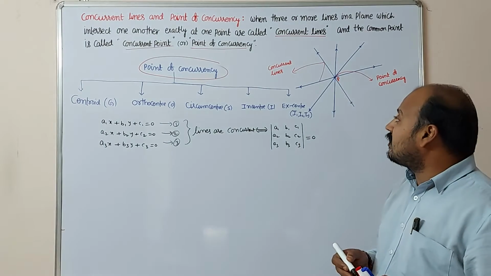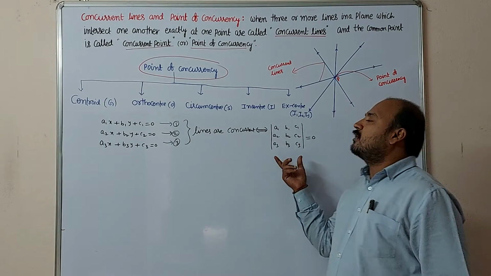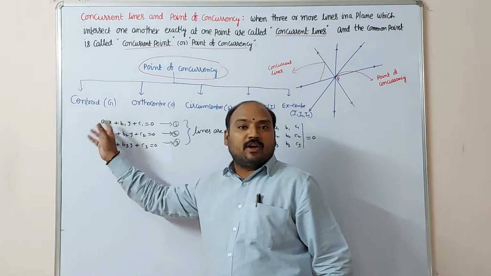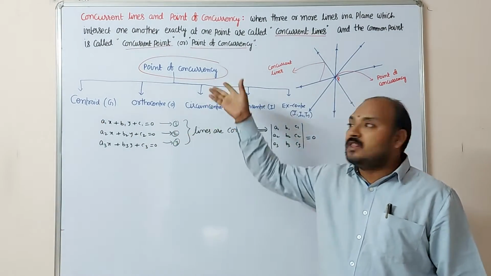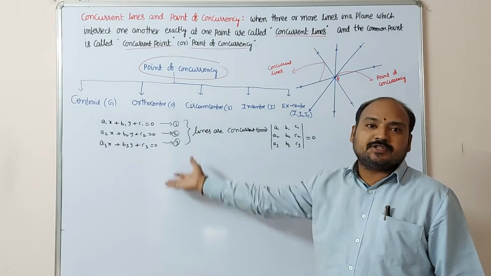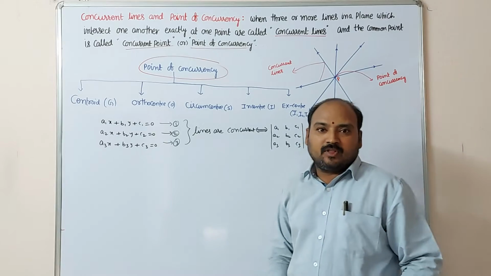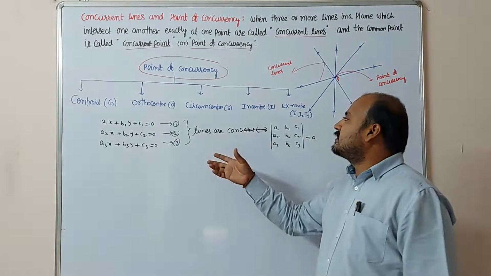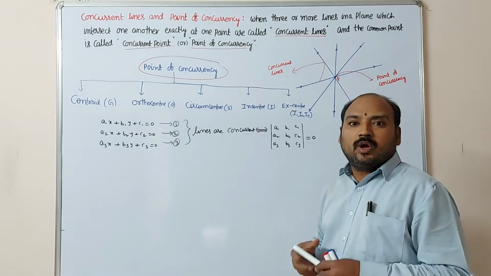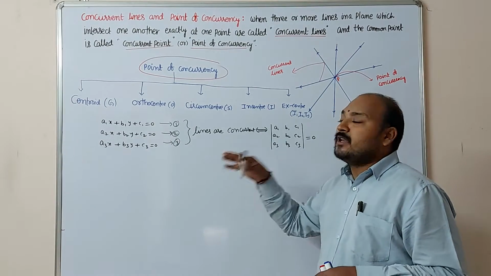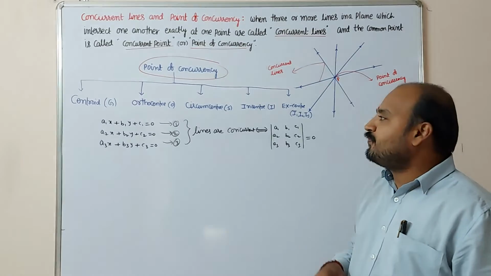If the lines are concurrent, the determinant formed by the lines with x coefficient, y coefficient and constant terms in the respective equations is equal to 0. If this determinant equals 0, then the lines are concurrent. Based on this, they will ask the questions. We have a number of questions. We apply this concept in a number of possibilities.